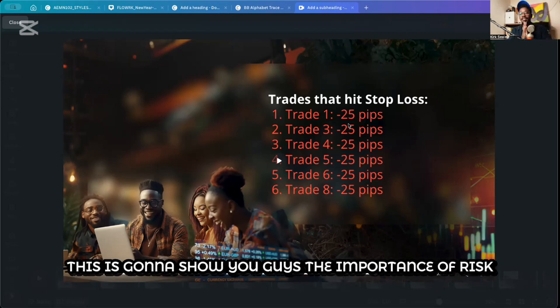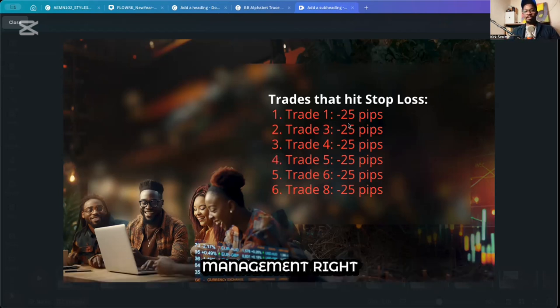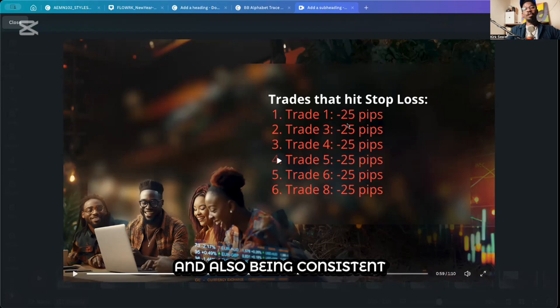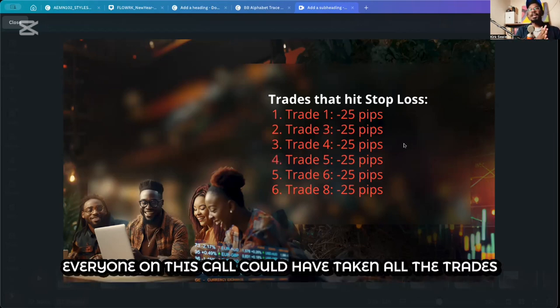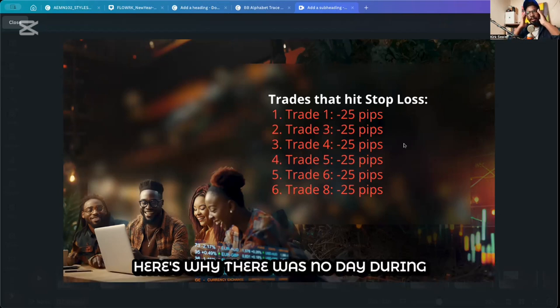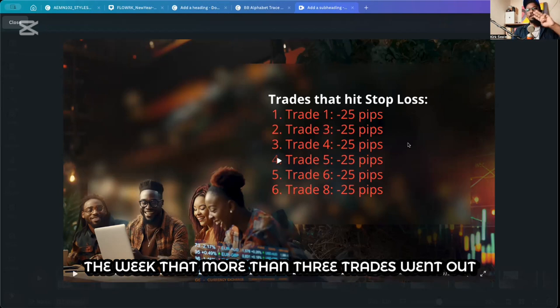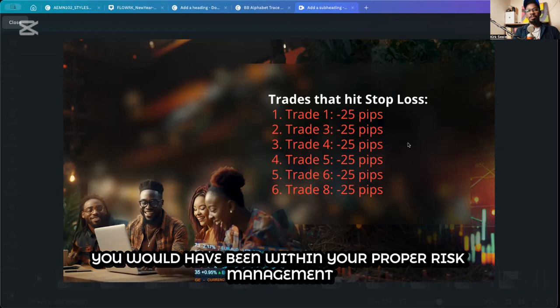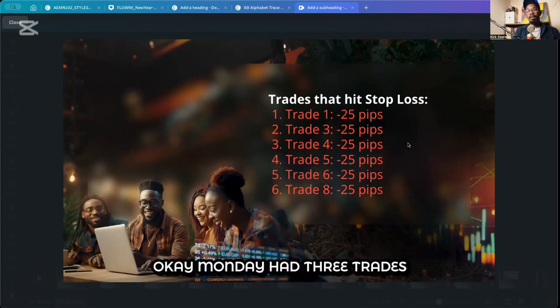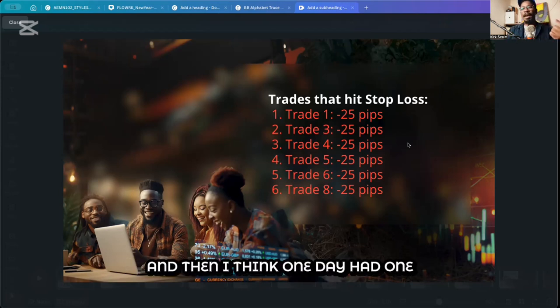This is going to show you guys the importance of risk management, right? And also being consistent. So, first thing, everyone on this call could have taken all the trades. Here's why. There was no day during the week that more than 3 trades went out, which means you would have been within your proper risk management. Monday had 3 trades. Every other day pretty much had 2. And then I think one day had 1.